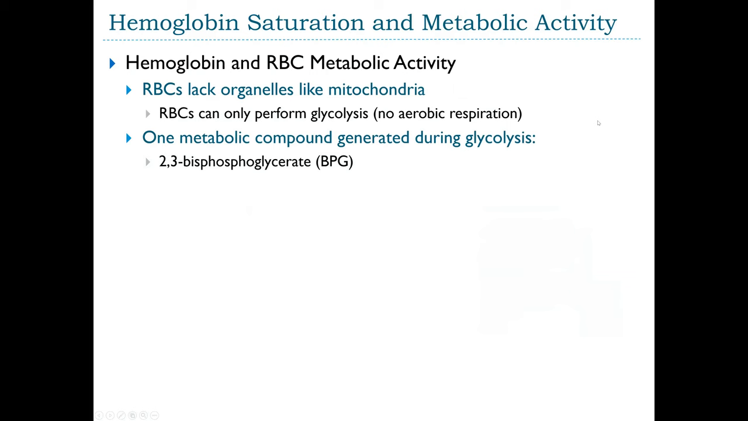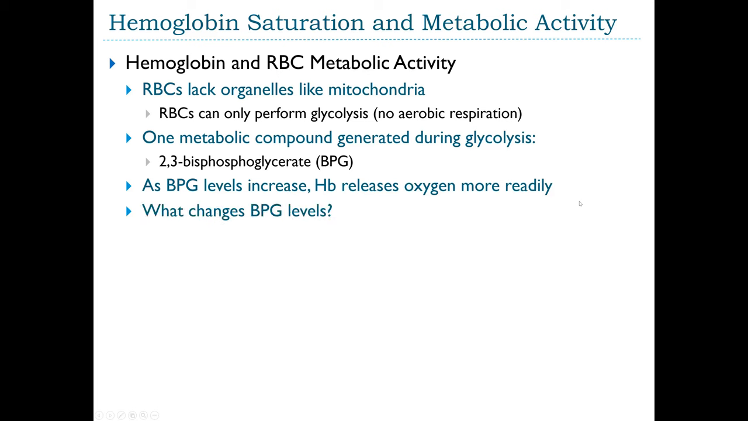And one of the metabolic compounds that is generated during the glycolysis portion is a molecule called 2,3-bisphosphoglycerate, or BPG. And as BPG levels increase, hemoglobin is again going to release oxygen more readily. So this is going on inside the red blood cell. So basically, if the red blood cell has an increased metabolic activity, it is going to let go of its oxygen more easily. So what can change the BPG levels? Well, the BPG levels can increase when the pH decreases. And so this is going to be a complement to the Bohr effect.